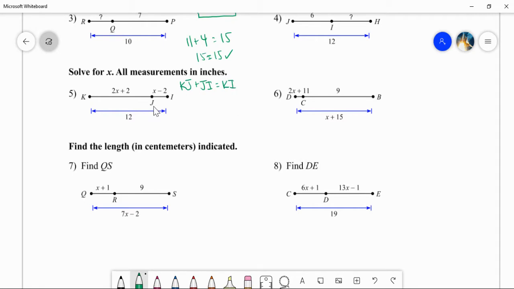Okay. Now, before I begin, let's just talk about what I know. I'm going to put these quantities in parentheses so I know that they stay attached. I know that KJ is going to have a length of 2x plus 2. I know that JI is going to have a length of x minus 2. And I know that KI is going to have a length of 12. So once I have all my pieces, I'm going to substitute them in. So I have KJ is 2x plus 2, and I'm going to keep them in parentheses, plus JI, which is x minus 2, which is equal to KI, which is 12.